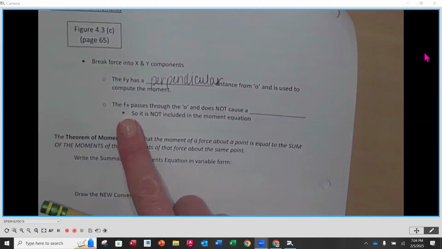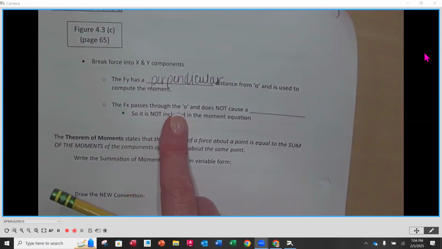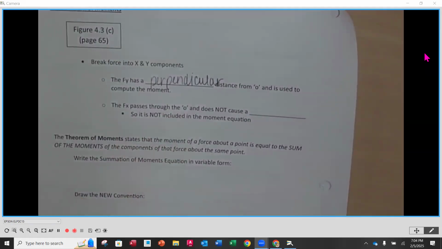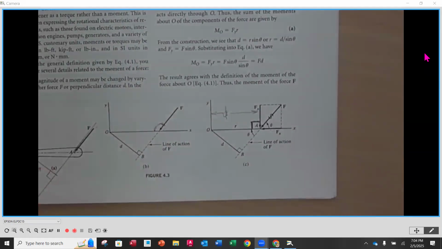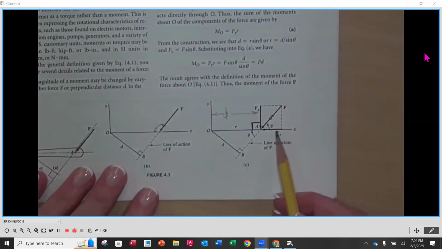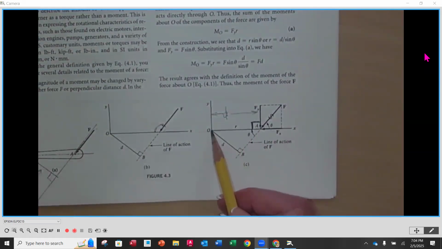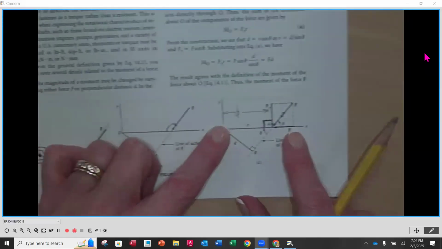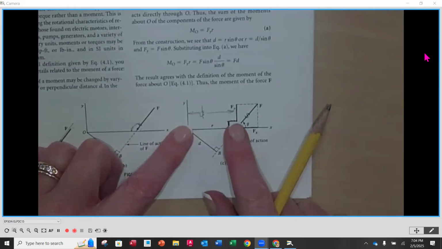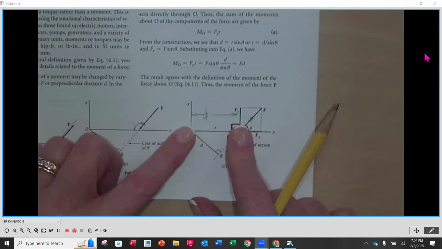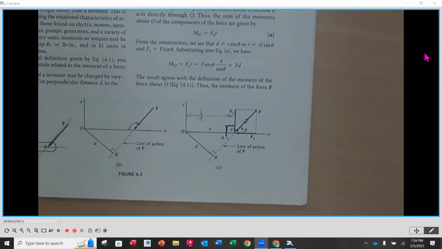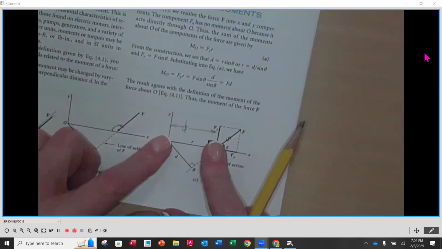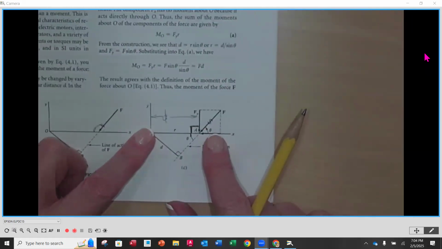The X component, Fx, passes through the origin and does not create a moment. If we take our Fx and push it along its line of action, it goes through zero, the point O. If I put my finger on that origin and push in that direction, it moves along the line. If I push in the direction of Fy, notice the paper rotates. Remember what we said about moments? A moment is the tendency of a force to cause rotation. So there's a moment created by the Fy, but there is not a moment created by the Fx.